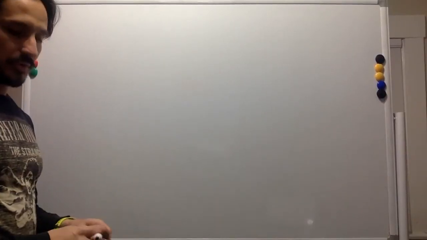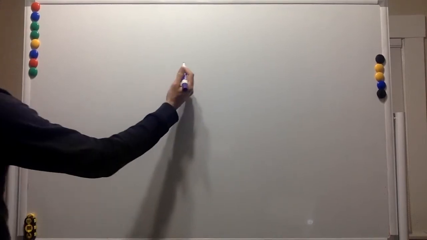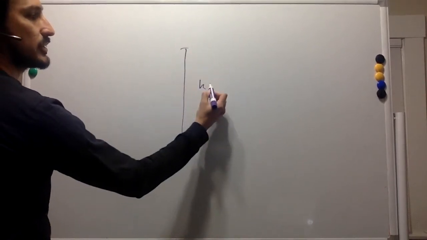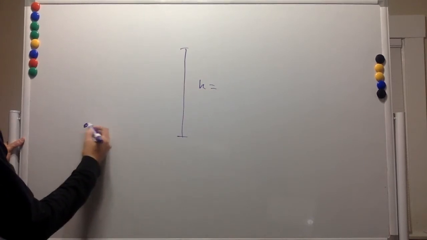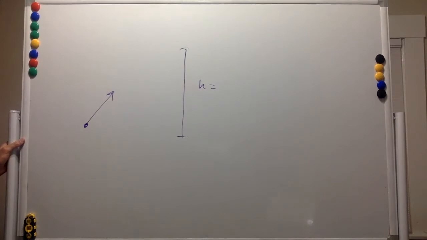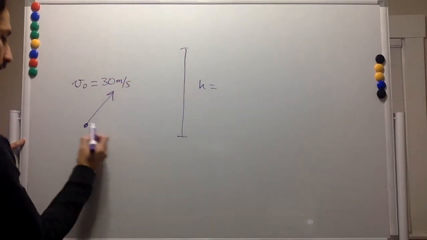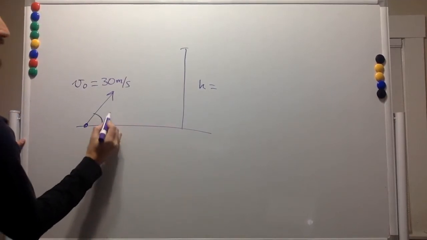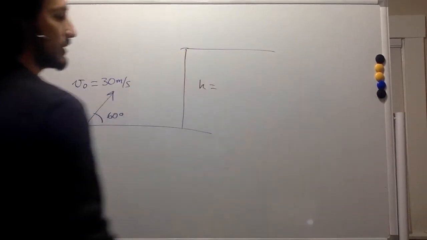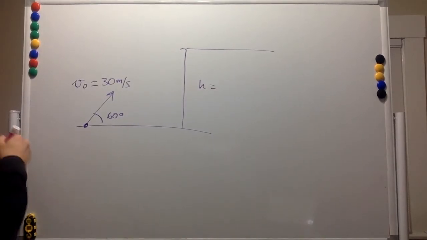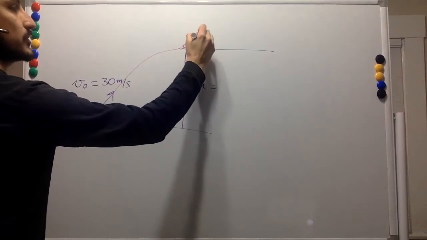Hello. So this is a pretty insightful problem. A ball is thrown toward a cliff of height h. So this is the height. It's going to be thrown from here with a speed of 30 meters per second. So that's the initial speed. And the angle with the horizontal here is 60 degrees. It looks kind of like that. The ball is going to land over here at the edge of the cliff in 4 seconds.